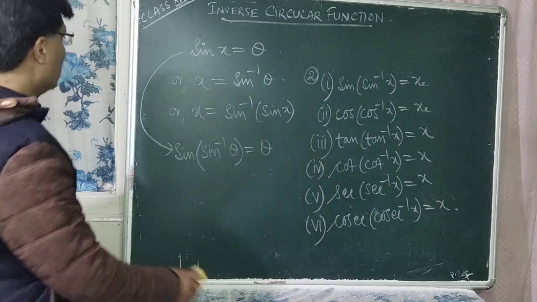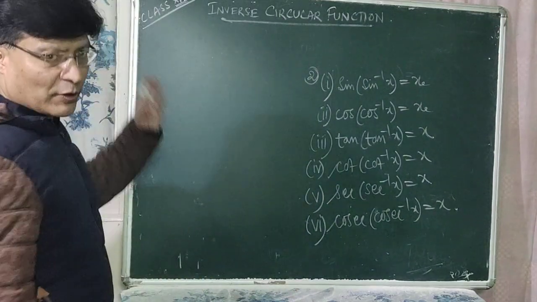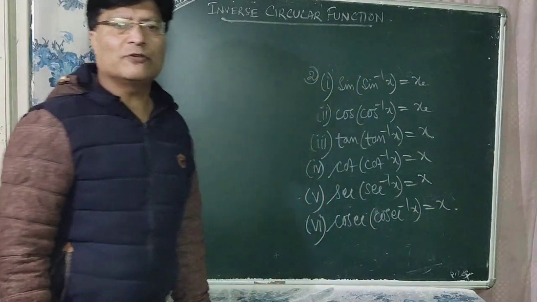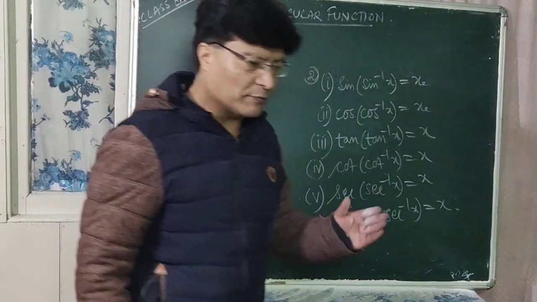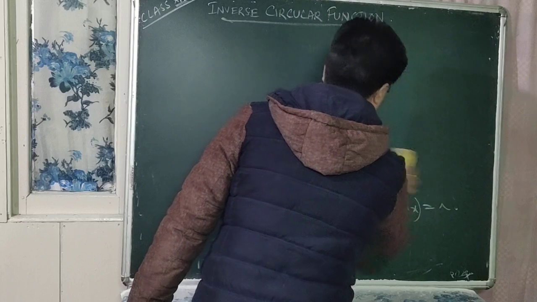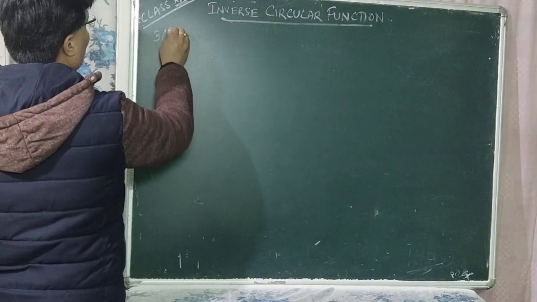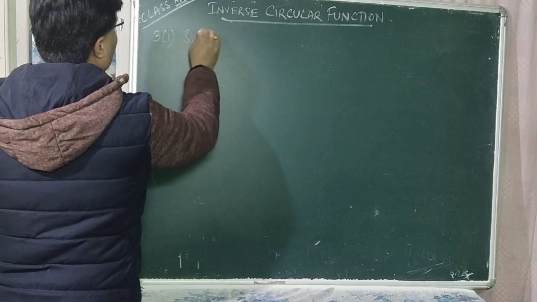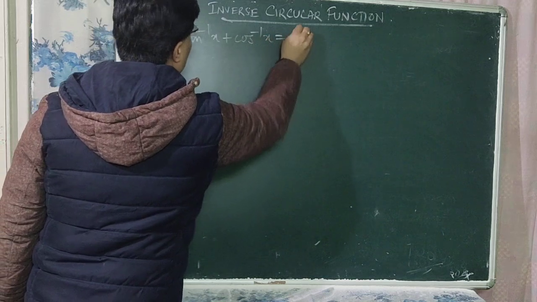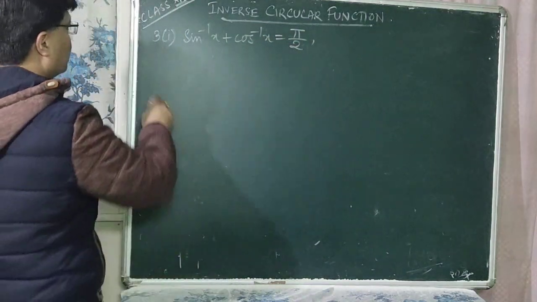Now let us do another formula. So now I'll write down the formula first, then we will prove it, right? Because in this inverse circular function, you may get proof of this formula, right? So now number 1 formula: sin inverse x plus cos inverse x is equal to pi by 2. Okay?